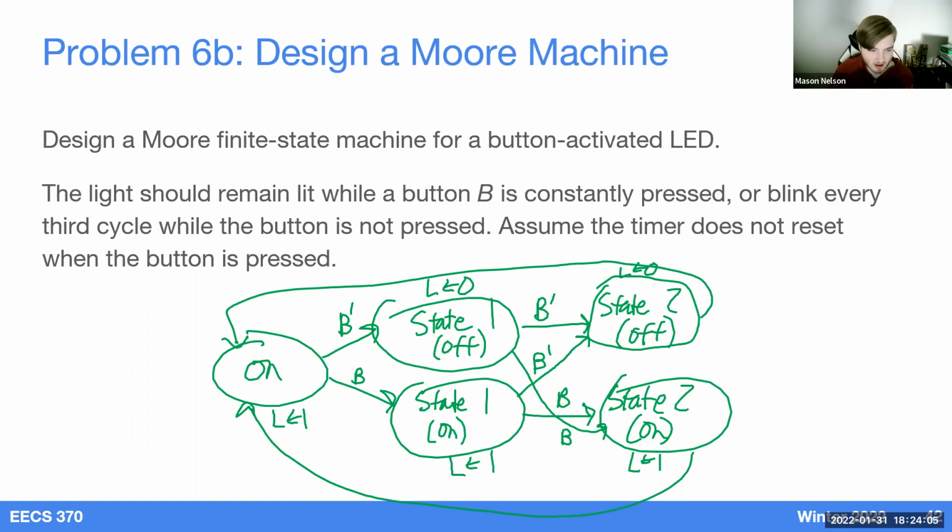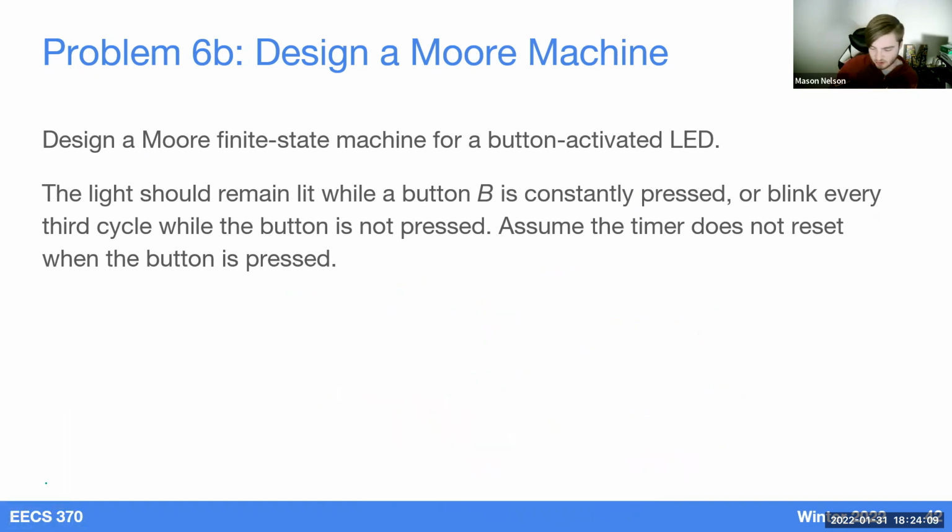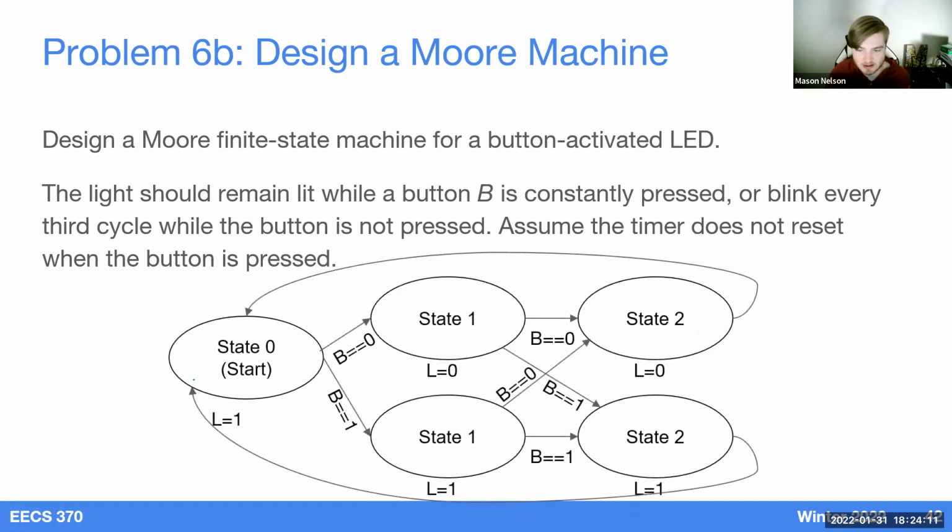And so once again, I'll erase what I've done and show you what our pretty example looks like. And there's a couple more explicit operators here to show you what's going on, but it's the same thing. And so that's how we would do a button activated LED finite state machine.